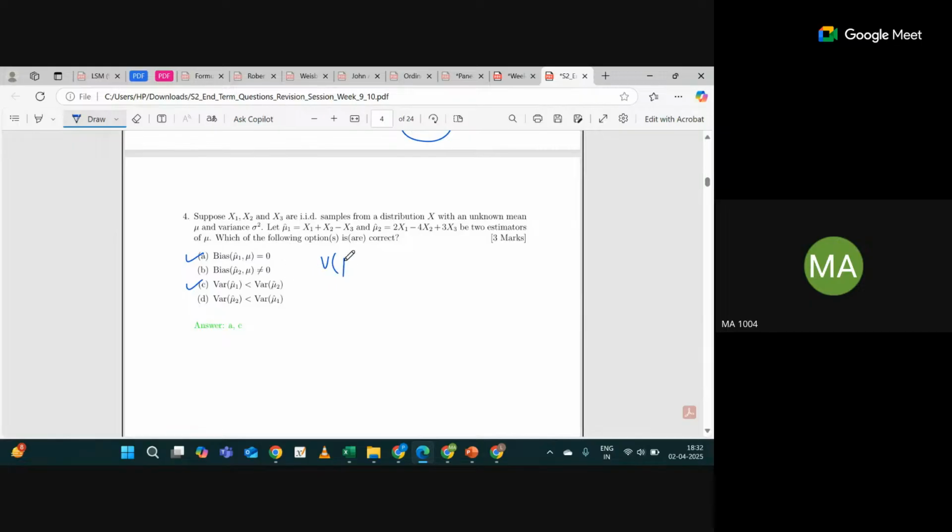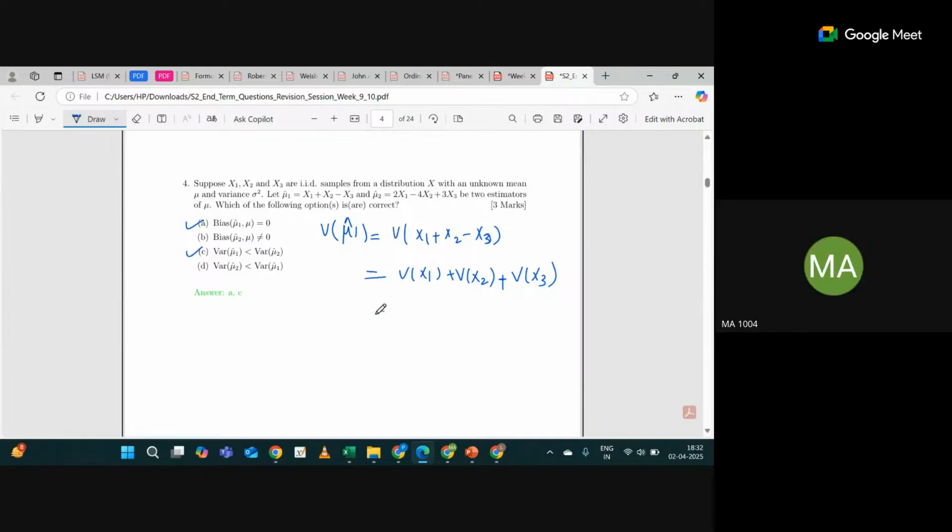So what is the variance of mu1 hat? This means the variance of x1 plus x2 minus x3. So this would be the variance of x1 plus the variance of x2 minus the variance of x3. No, sir, plus, plus. See, this will be minus 1 square, okay? And it will be 3 times sigma square, because these are all IID.